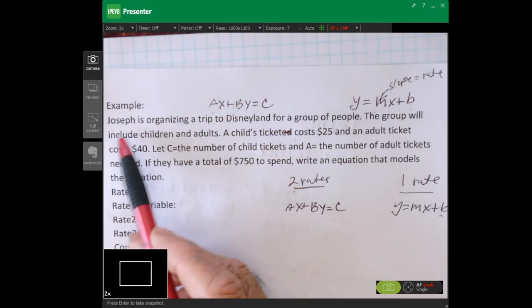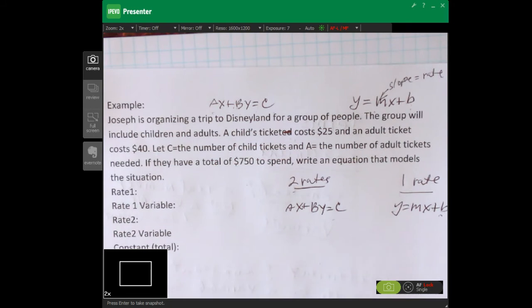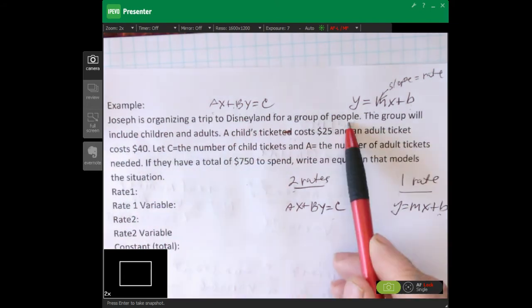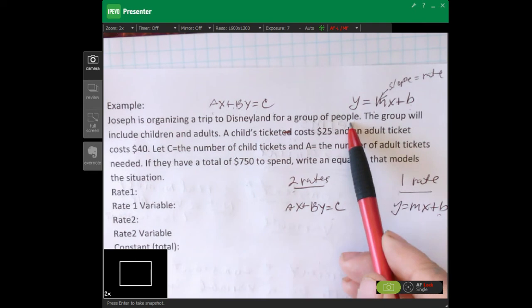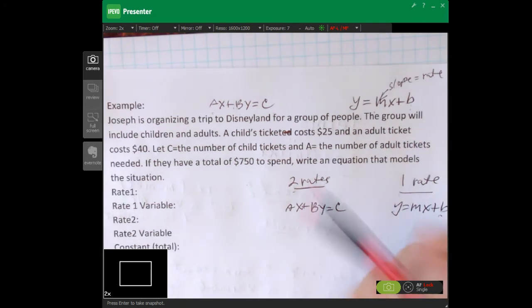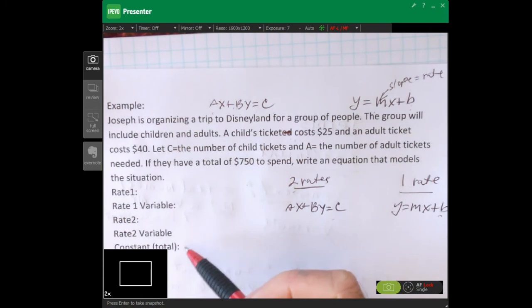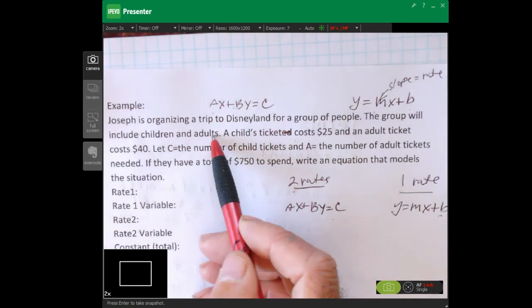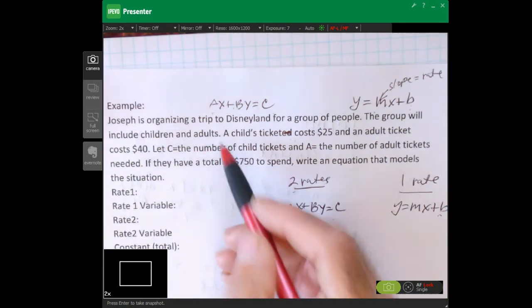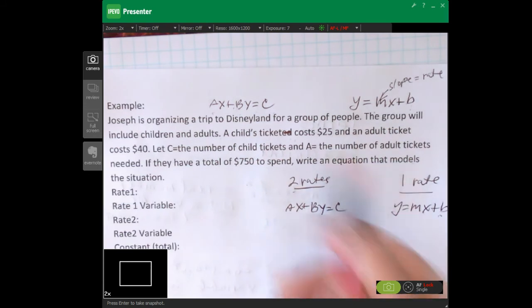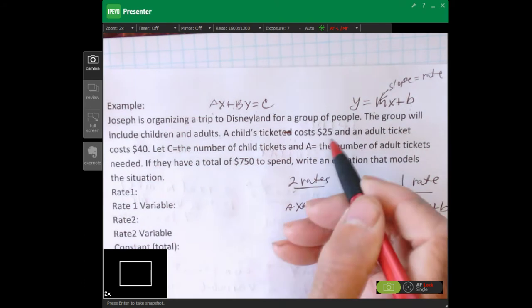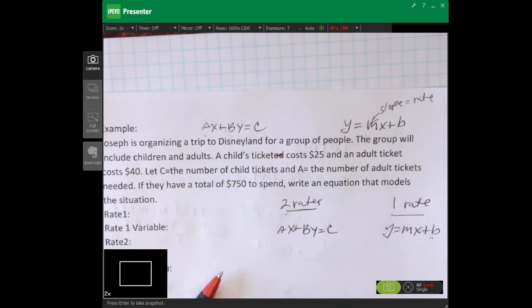Now I'm going to go through and read it a little more carefully. I'll sort through things, decide what's important and what's not important. So Joseph is organizing a trip to Disneyland for a group of people. That's general information. It tells you a little bit about what's going on, but it's not important for actually setting up the equation. And same thing with the group will include children and adults. So we know that. Now this is where it starts to get more specific. A child's ticket costs $25. I'm just going to go ahead and underline that, or I'll highlight it.